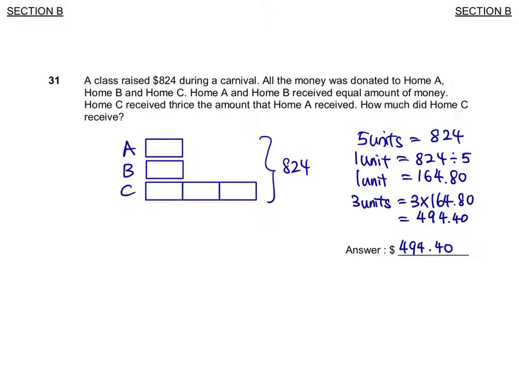Quite simple. I would say that A and B are getting the equal amount, then C is 3 times what A received. So which is 1, 2, 3 like this, as shown here. All together is 824. You want to find out how much this 3 units is. So you know 5 units equals this, then find out 3 units. Quite simple.